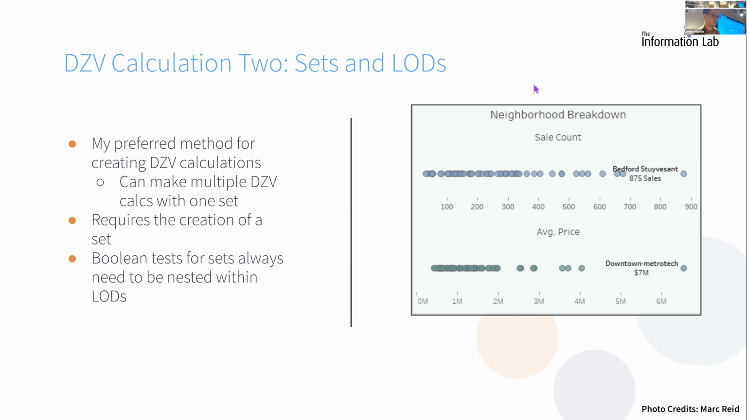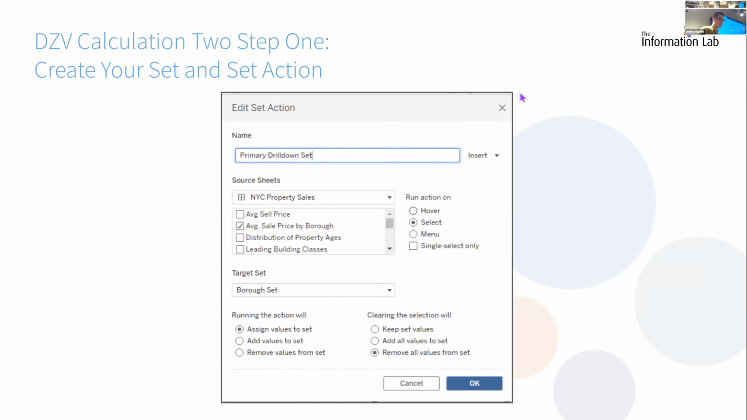and it functions really well. So to show you what that looks like, what I did first was create a set and set action. In this case, everything was being triggered off of the boroughs on that one chart. So the average sale price by borough was my primary chart. I was targeting the borough set, and you start with it being empty, and you assign the values into the set as you click on them, and then you remove them once you click off of them, right?